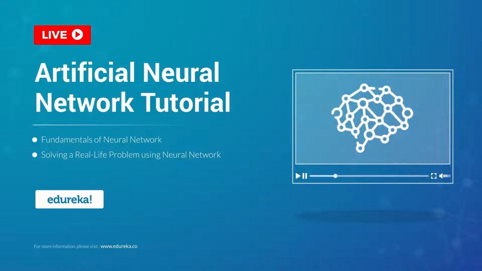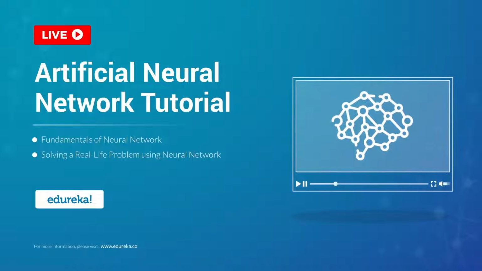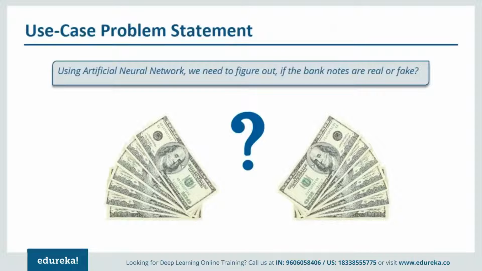After that, we'll be using that knowledge in order to solve a real life problem. So let's take a look at what we are going to implement in this session, and after that we'll be discussing the agenda. So this is the problem statement, guys. We need to figure out if the banknotes are real or fake, and for that we'll be using artificial neural networks. And obviously we need some sort of data in order to train our network.